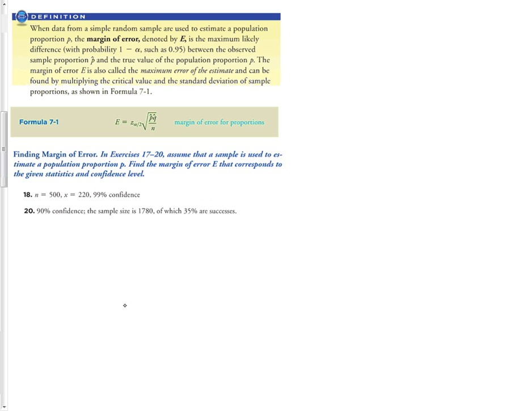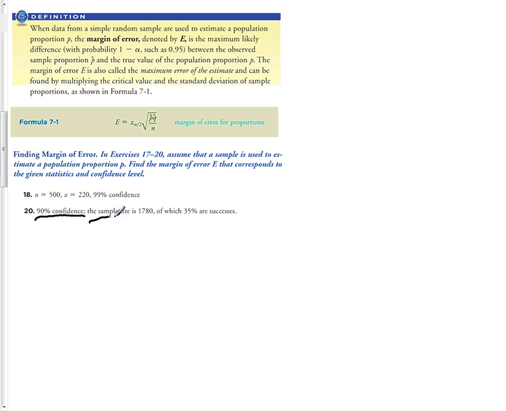Okay, number 20 is slightly different because in number 20, instead of having to find p hat, they actually give us p hat. Let's look at it. We need to find the margin of error. The confidence level is given as 90%, so I can find alpha and alpha over 2 and the z of alpha over 2 from just that number.